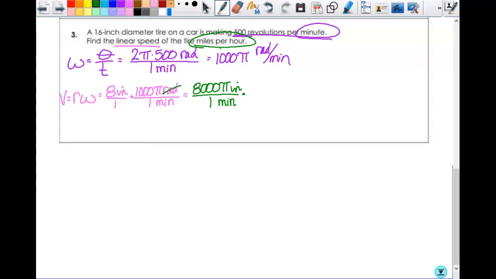I have inches per minute. I want miles per hour. So I'm going to start with my inches. I'm going to multiply by something that can convert my inches. Inches have to go in the denominator so that they can cancel out. I can easily convert inches to feet. So I know that there are 12 inches for every 1 foot. But I don't want feet. I want miles, right? So I'm going to multiply again. Feet has to go in the denominator so it can cancel out, and miles can go in the top. How many feet are in a mile?